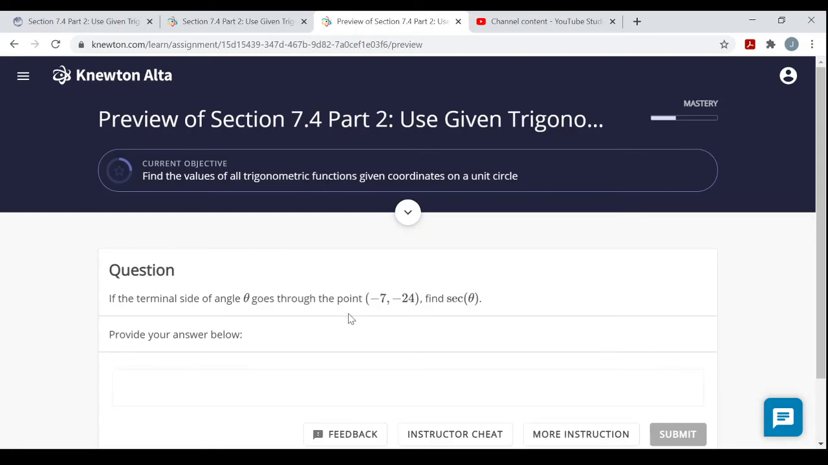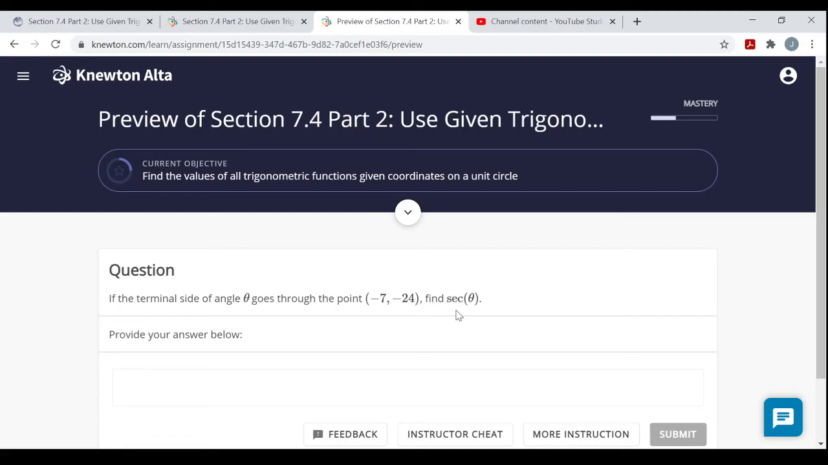All right, so I'm going to do one more of these, and I've pretty much drawn the same picture every time, so you're going to see me do it again here. This is the same kind of problem. Again, I'll draw it again. If the terminal side of an angle theta goes through the point -7, -24, we're in quadrant 3, both the x-coordinate and y-coordinate are negative. Find the secant of theta.